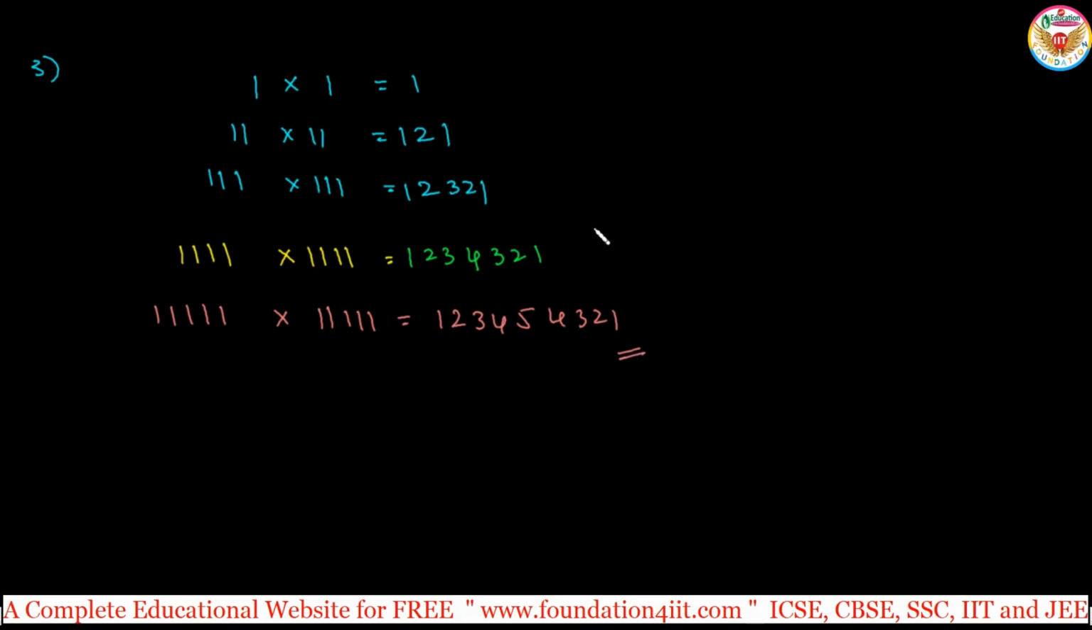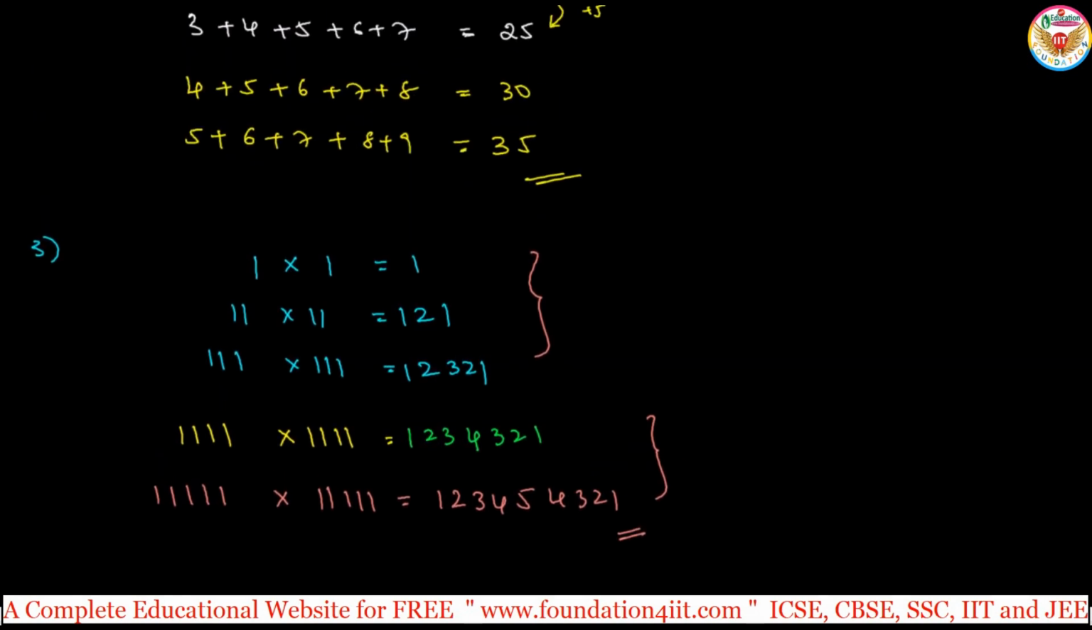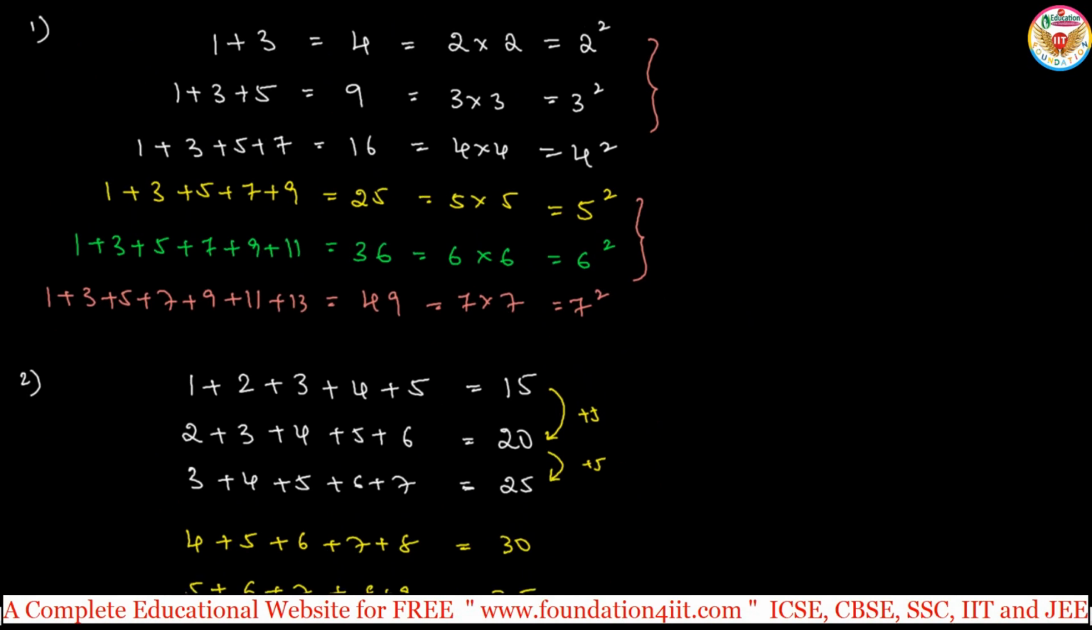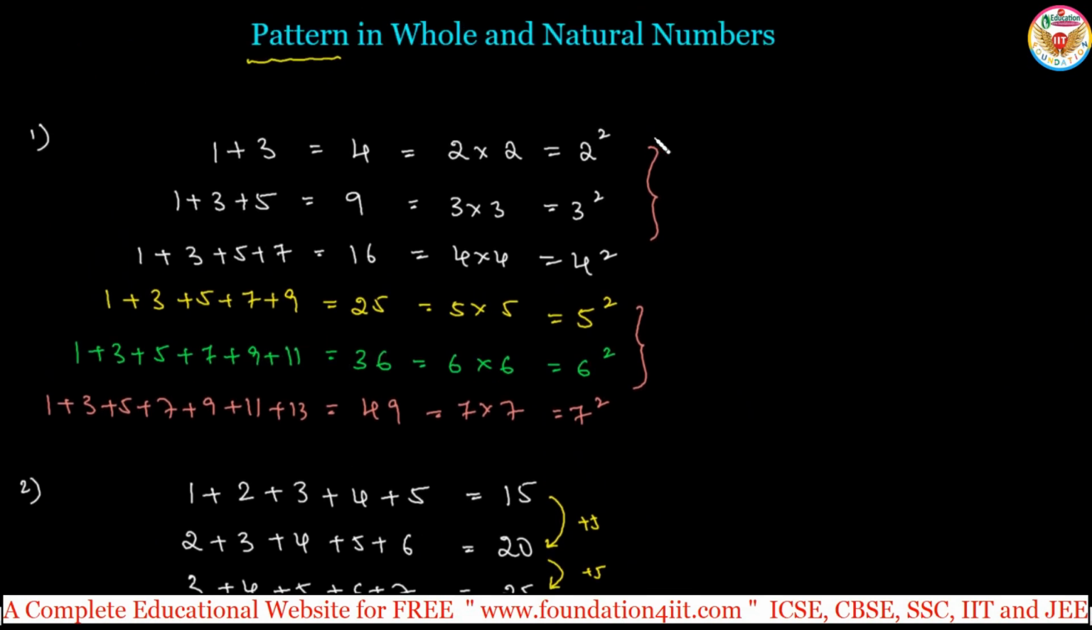We can make anything. If you know this particular pattern, based on that we can make another series. Okay, so there are many examples in this class also. Mostly, by observing the previous ones, we can frame the next pattern using these whole and natural numbers, right? So these are the basic concepts from this topic, from this chapter.